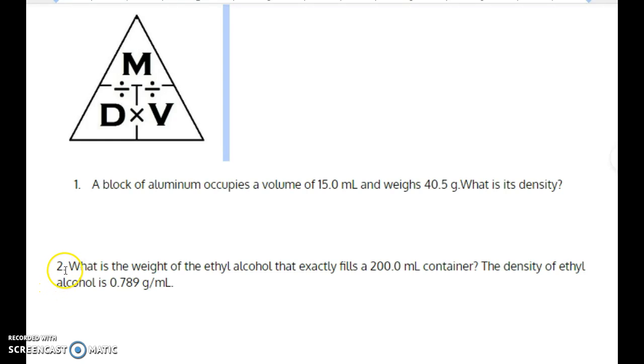Number 2, what is the weight of the ethyl alcohol that exactly fills a 200 milliliter container? The density of ethyl alcohol is 0.789 grams per milliliter. Again, identify the density, the mass, and the volume, and set it up and do the math.